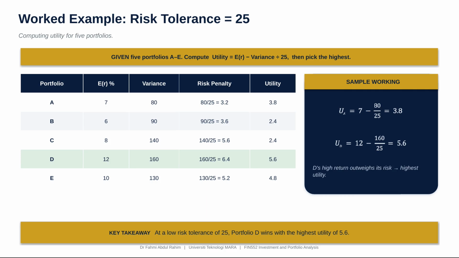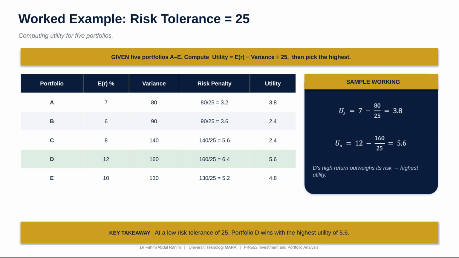Now our first numerical worked example, computing utility for 5 portfolios when the investor's risk tolerance is 25, a fairly cautious investor. We are given 5 portfolios, A through E, each with its expected return and its variance, shown in the first 3 columns of the table. The formula is utility equals the expected return minus the variance divided by 25, the risk tolerance. Let us work 2 of them, shown in the navy box.